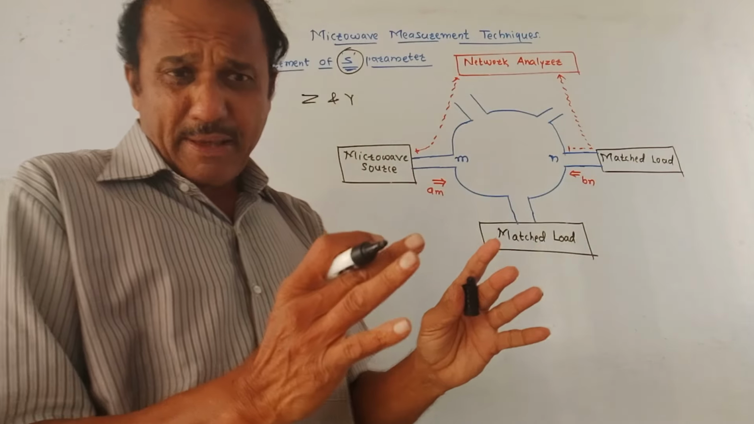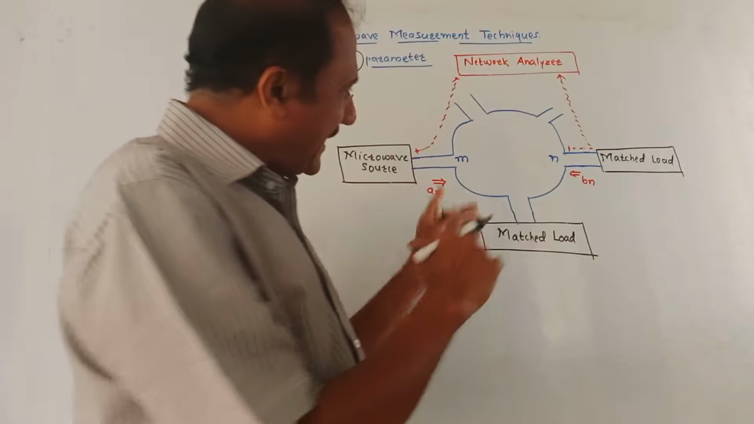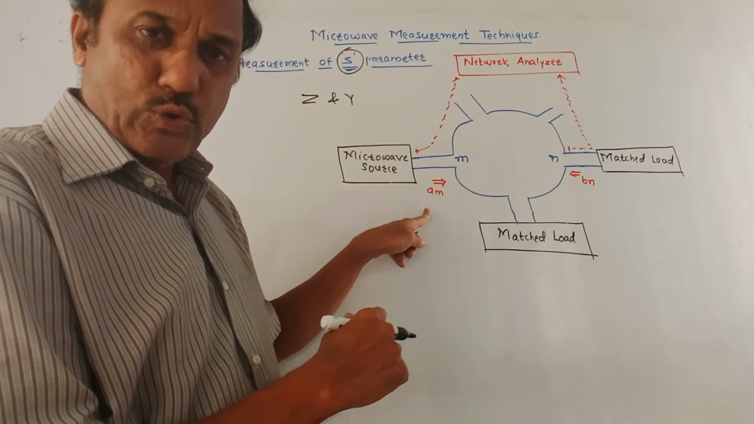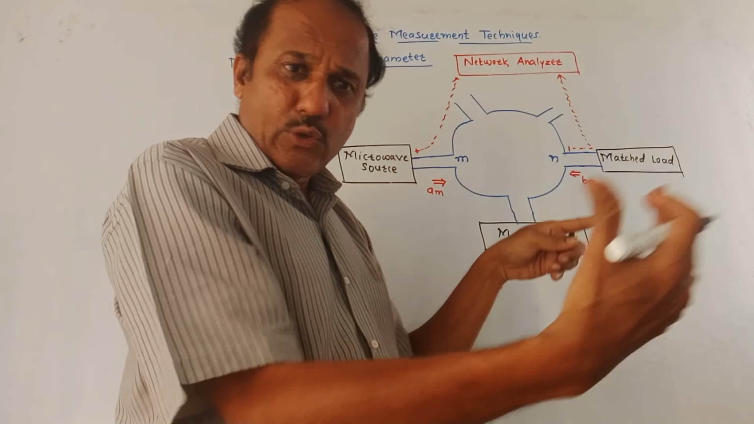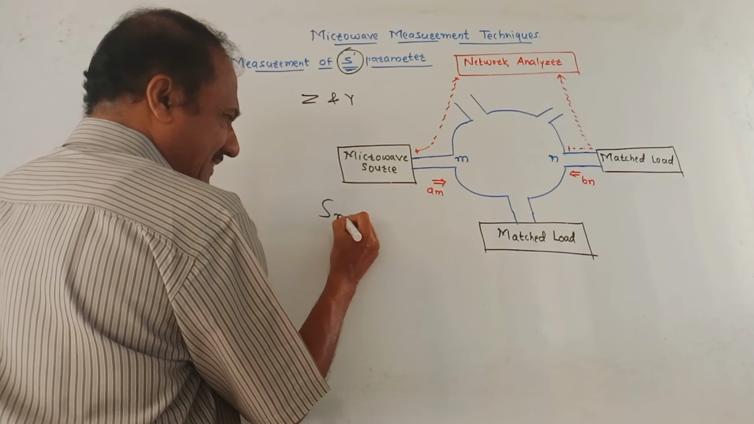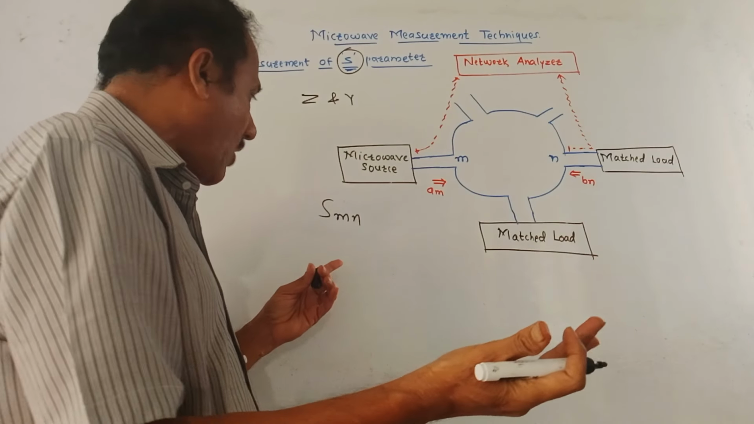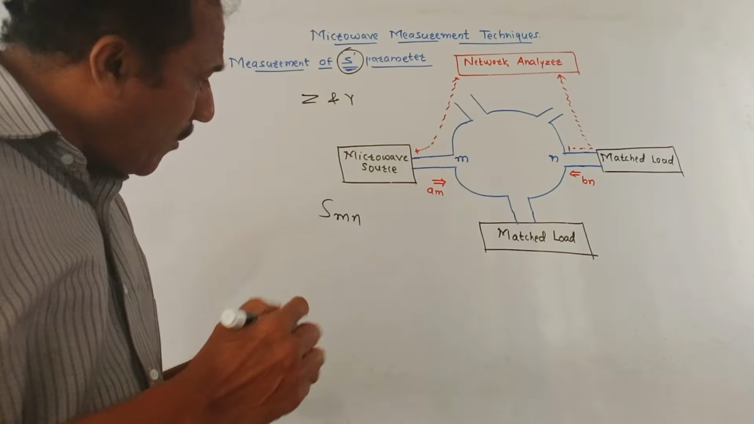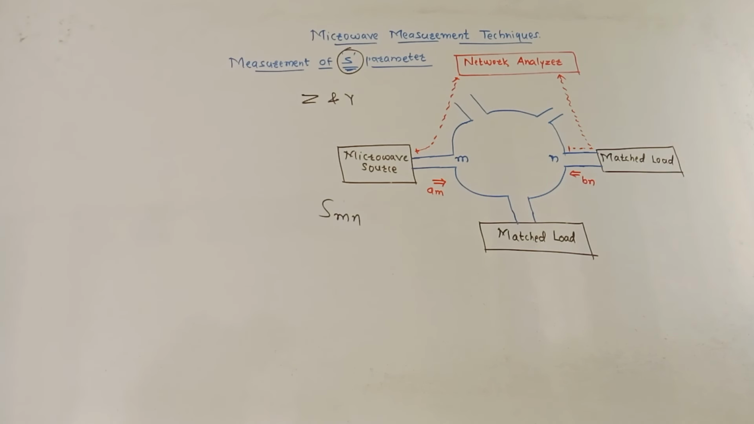Basically, the S parameter is expressed in terms of the ratio of reflected wave to the incident wave, that means the ratio of Bn to Am. Then, as I said, the network analyzer directly gives the measurement of the S parameter. S parameter is expressed as Smn, that is S11, S21, S31, and so on. And this is a complex quantity, that means it has magnitude as well as direction.